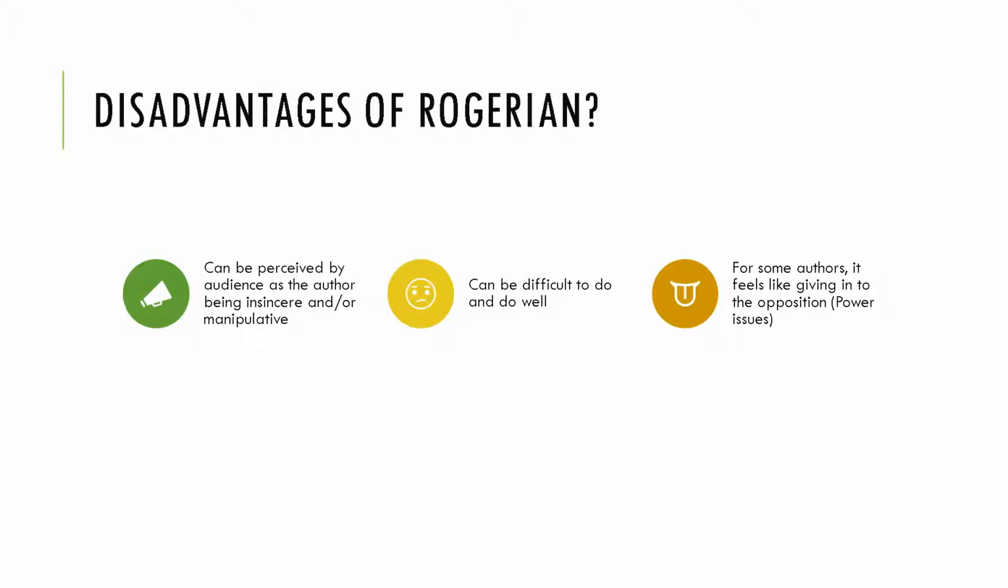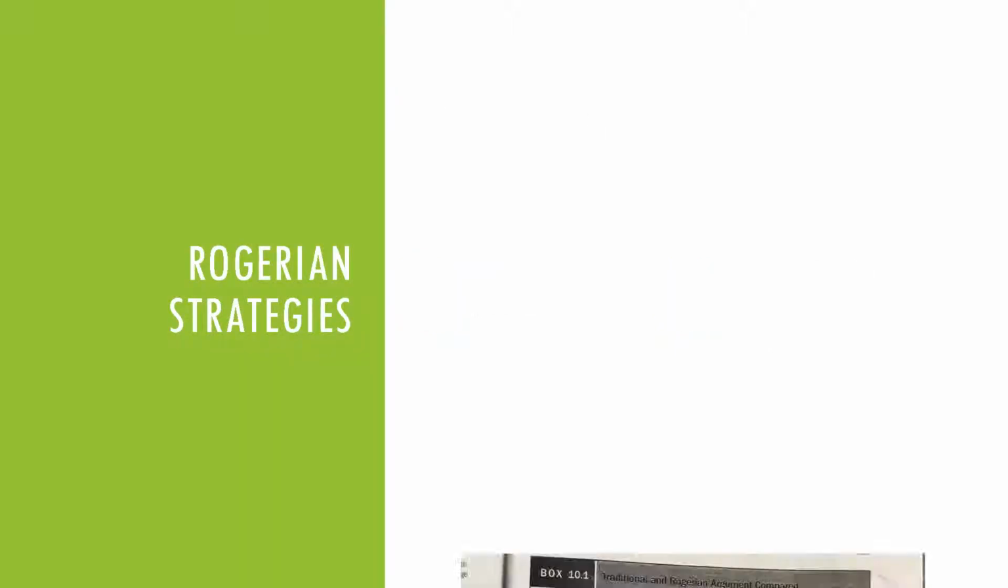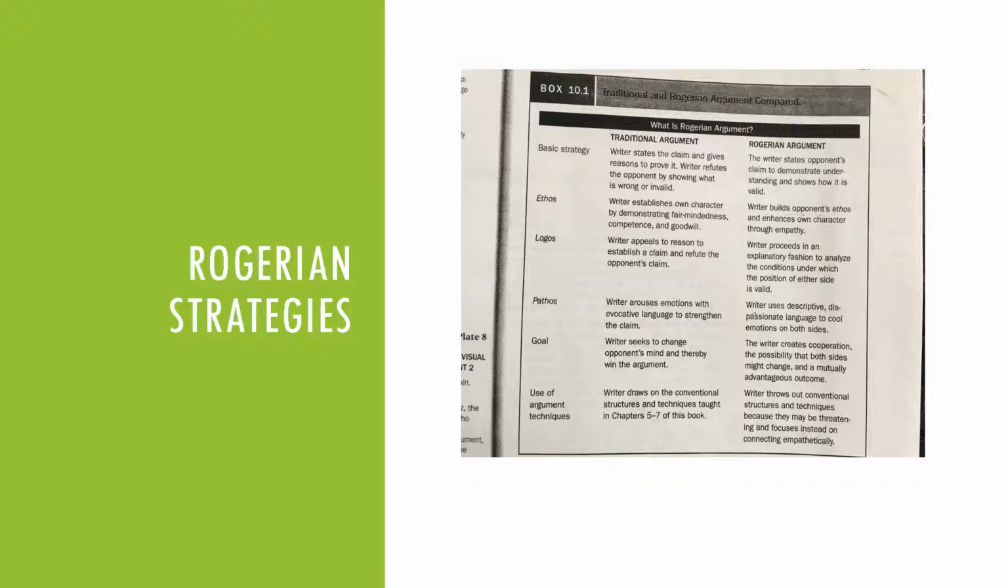You'll learn more about that when you read the next reading called Feminist Responses to Rogerian Argument. So that goes even further into that disadvantage. Rogerian strategies, I don't need to read through this. This is from your reading from chapter 10. Again, it's a PDF file, but I would revisit this.